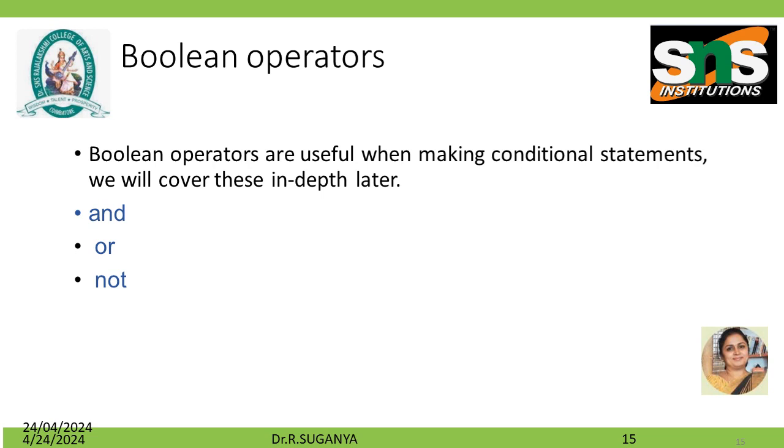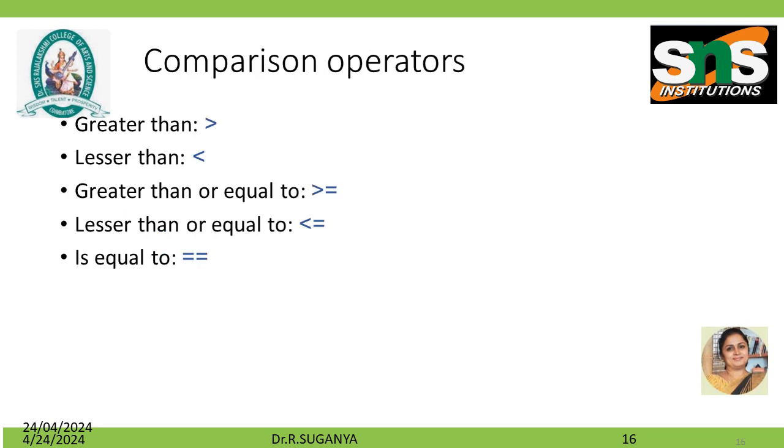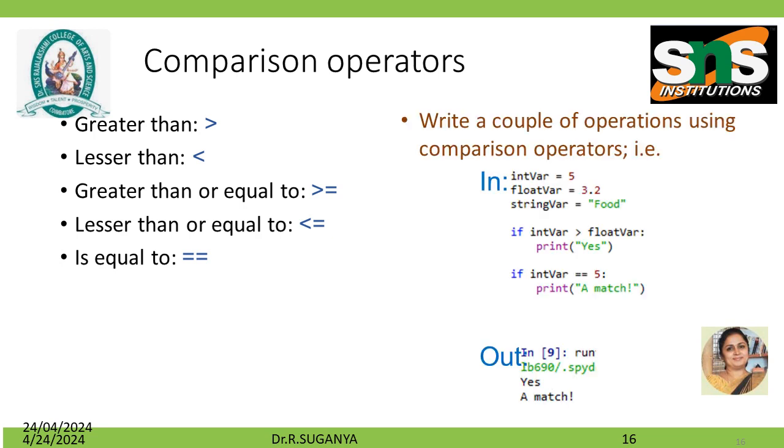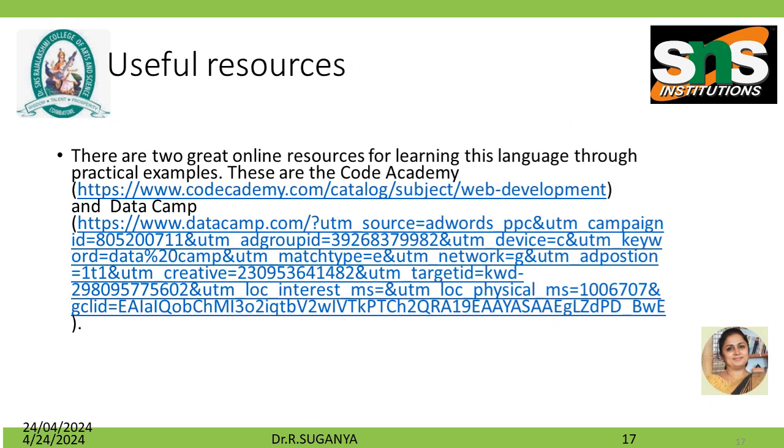Next is about Boolean operators. Boolean operators are useful when making conditional statements. We can have Boolean operators like and, or and not. For comparison operators, we can have greater than, lesser than, greater than or equal to, and lesser than or equal to operators. We can also write a couple of operations using the if condition, so we can compare the variable using the if condition.